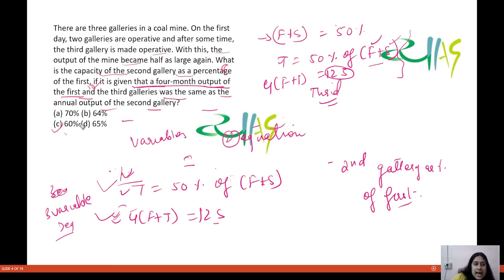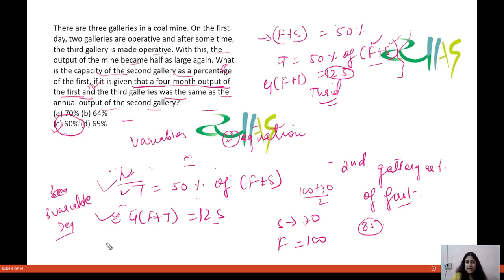So if the output of the second gallery as a percentage of the first is 70, so if the second gallery is producing 70%, then the first gallery will produce 100. So your third gallery is going to produce how much? 100 plus 70 by 2, because 50% of this, so this will come to be 85.